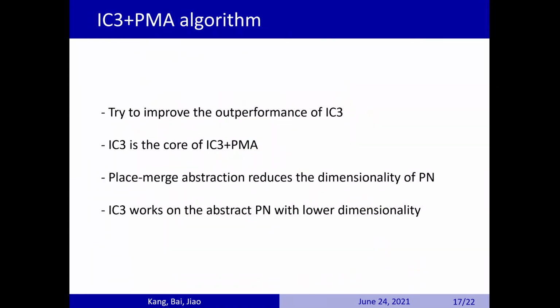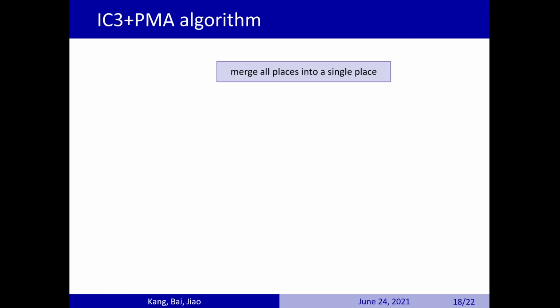Finally, we try to improve the performance of SC3 by combining these two technologies, SC3 and place merge abstraction. We named it SC3 plus PMA. SC3 is the core verification tool of SC3 plus PMA, and place merge abstraction reduces the dimensionality of the Petri net. SC3 plus PMA lets SC3 work on the abstraction with lower dimensionality. If necessary, the abstraction is refined. Here is the structure of SC3 plus PMA.